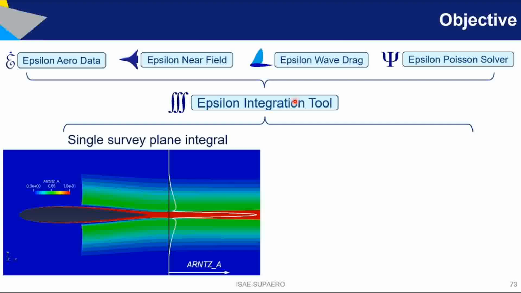In particular, you can put a single survey plane at a specific position. Let's say at that position you have the distribution of a given parameter. For example, you have the energy distribution in this case, something we have discussed in the previous videos. Then what this tool does is integrate this distribution along the survey plane and give you the integral value at that plane. So for example, this will give you the total energy, the total profile drag, the total vortex drag, and so on.